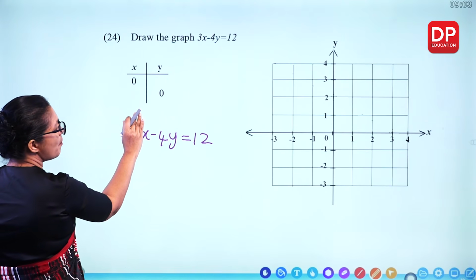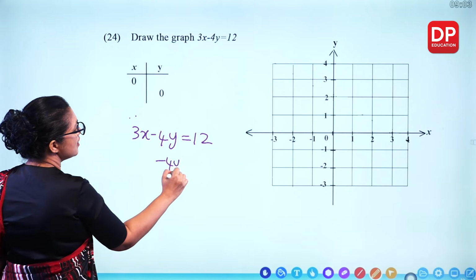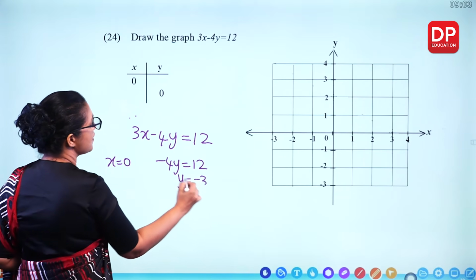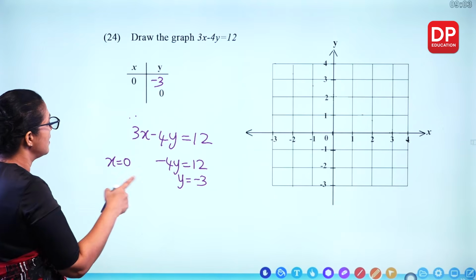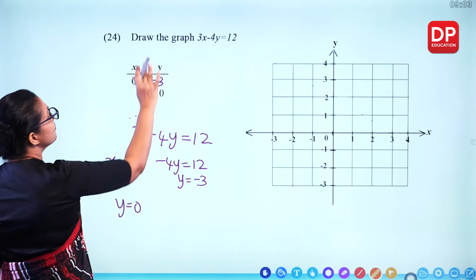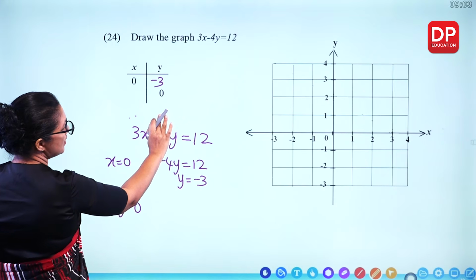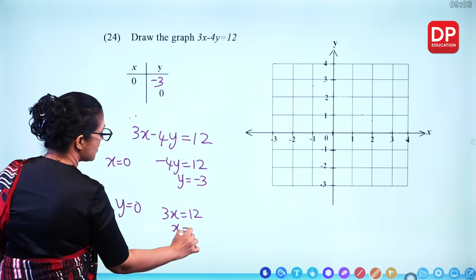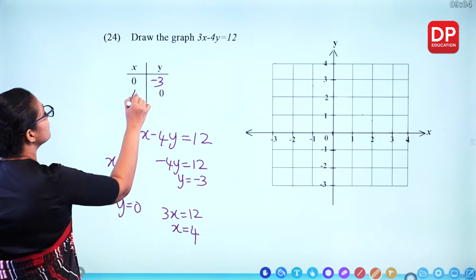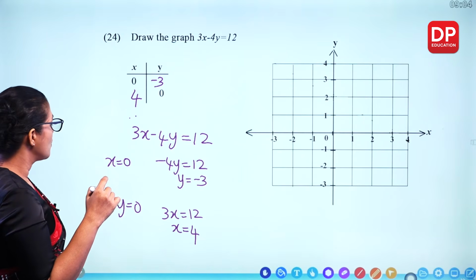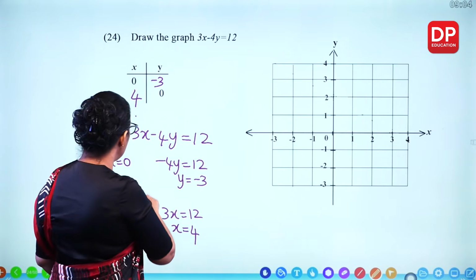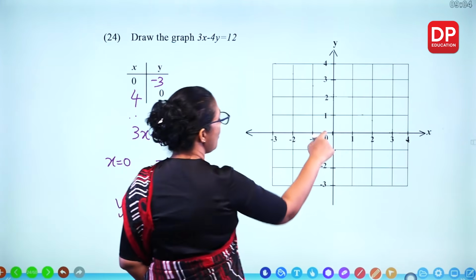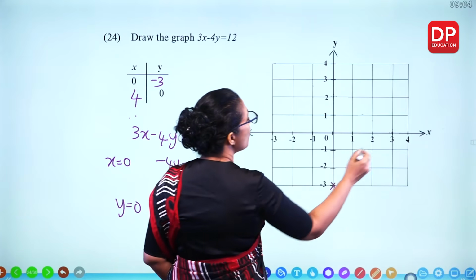Close x value. So, minus 4y equals 12. Y equals minus 3. So, this is minus 3. Now, y equals 0. So, we will close y part. 3x equals 12. Divide by 3, you get x equals 4. So, this point. So, you get (0, minus 3) and (4, 0). We'll mark it (0, minus 3), (4, 0).